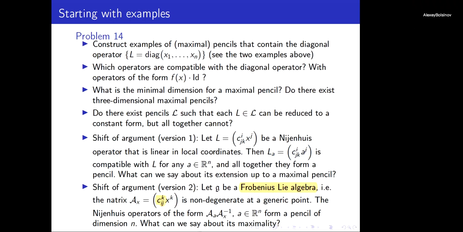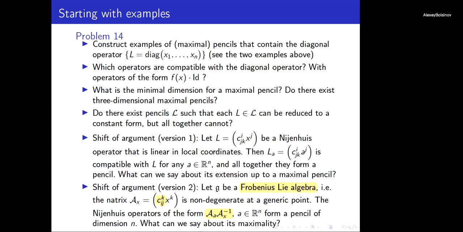Then it is known that if we consider operators of this form, this is basically what we've just discussed. This Ax is a Poisson tensor. If I replace x by A, I will get a constant Poisson tensor. If I consider this product, a sort of recursion operator, it has to be Nijenhuis. Let's consider all these operators, where the parameter A varies and can be any element from R^n. So they form a pencil. Again, the same question: what can we say about maximality of this pencil?